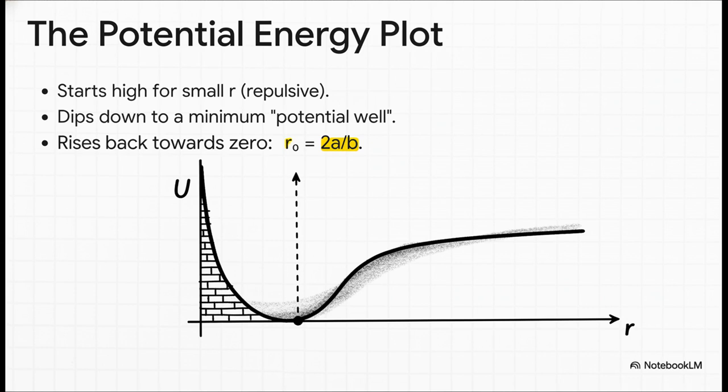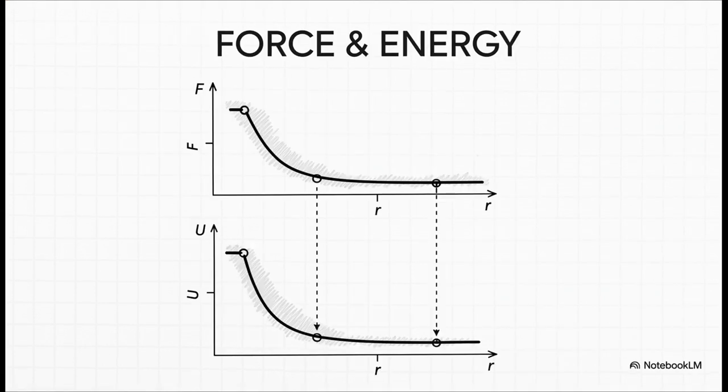Then the graph dips down into this little valley, what physicists call a potential well. And guess where the absolute bottom of that well is? Exactly where we calculated at r0 equals 2a over b, our stable equilibrium point. And now for the magic. Watch how the force plot perfectly tells the story of the energy plot's slope.